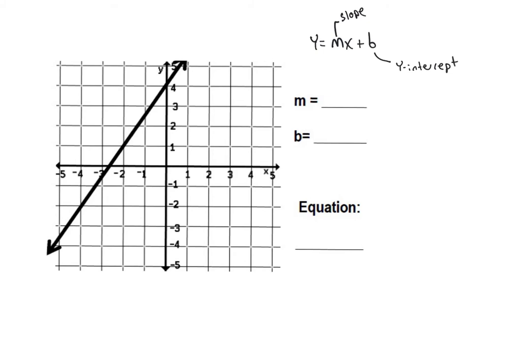So the first thing I'm actually going to do, even though it's asking for my slope first, is identify my y-intercept first, because for me that's just a little bit easier, and then I like to use my y-intercept as one of the points for me to start calculating my slope. So again, this is my y-axis. My line intersects the y-axis right here. So my y-intercept is where x is 0 and y is 4, which means that in my equation, y equals mx plus b, that b is going to equal 4.